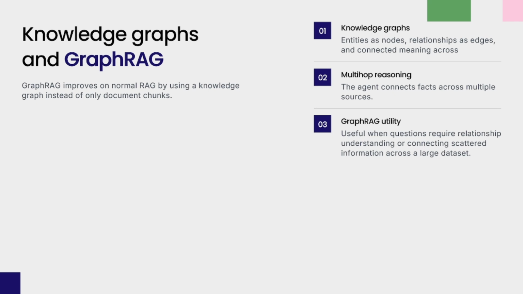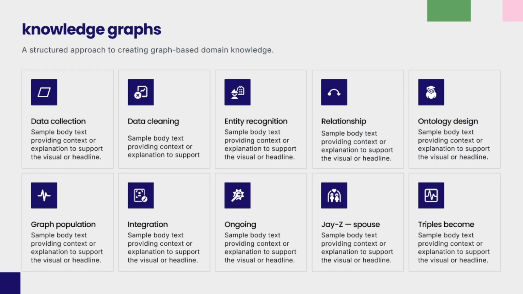RAG is used for structured information that you can store in a database. But if you have scattered information that cannot be easily chunked, you can split it into entities and connect them using relationships, and then develop a database from there and use it for the agentic system design.